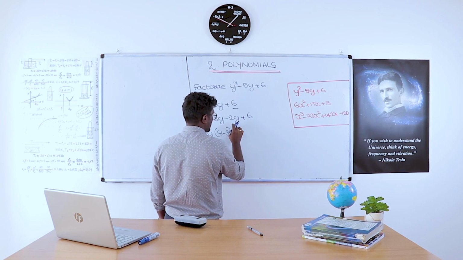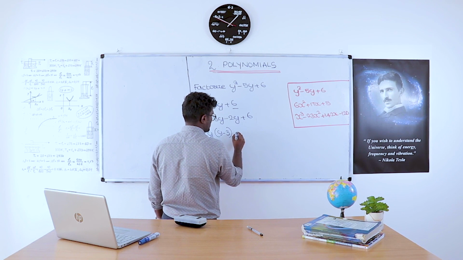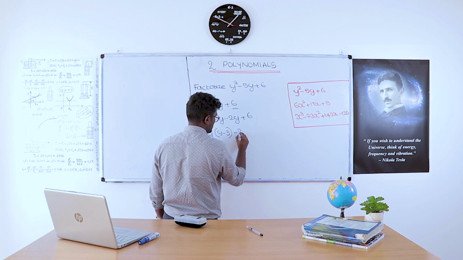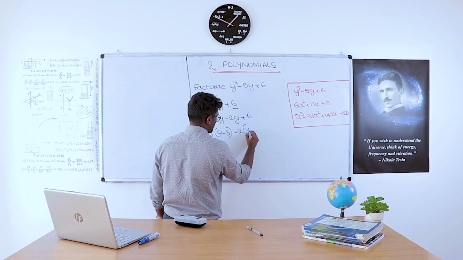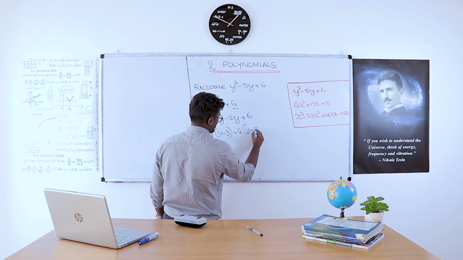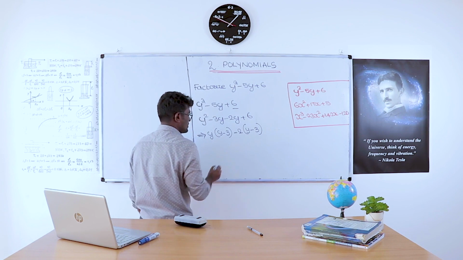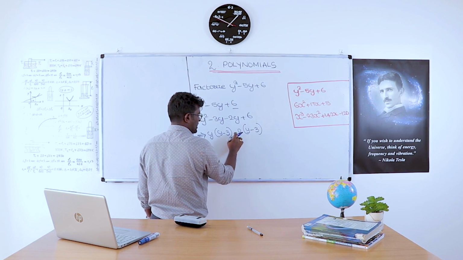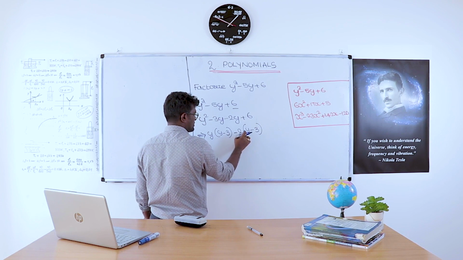Then minus 2y plus 6, here what is the common factor? Minus 2 is the common factor. We can use y minus 3. So y minus 3, minus 2 into y minus 3. So minus 2 into y is minus 2y, minus 2 into minus 3 is plus 6.